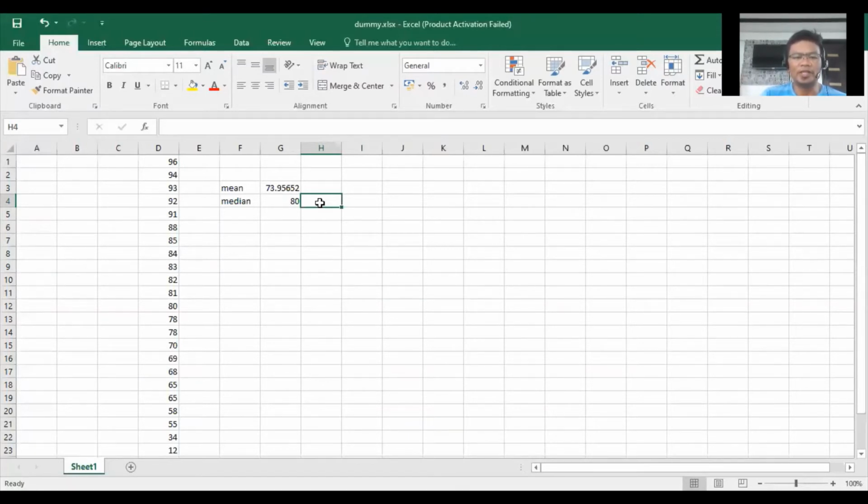Okay, so in this case, we have 23 scores or data, and then we divide that by 2, we have 11.5, approximately 12th place. Okay, so the 12th place should be our median value. That is, the value in the 12th place is our median value.